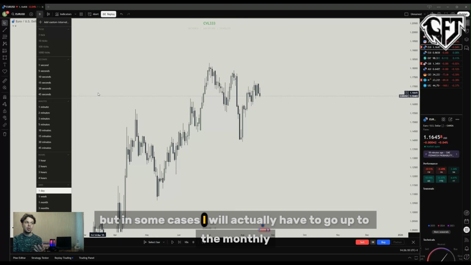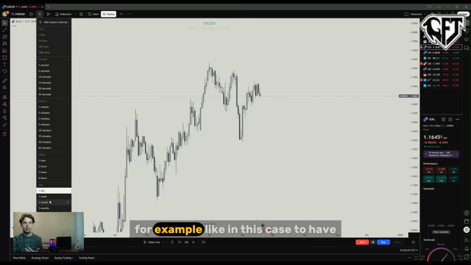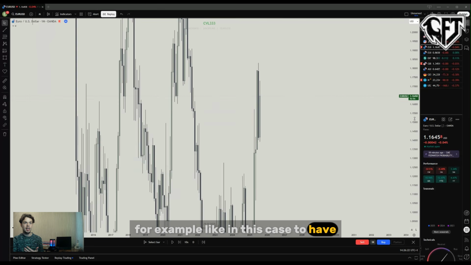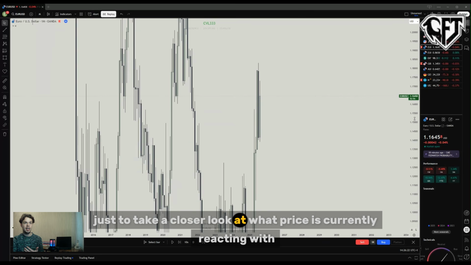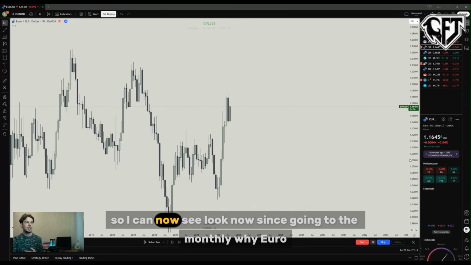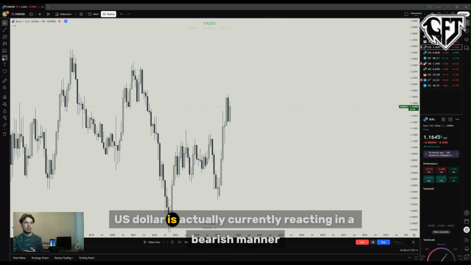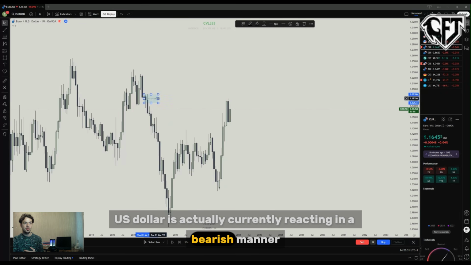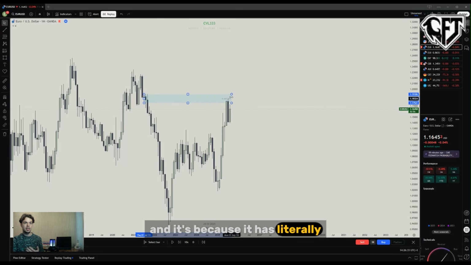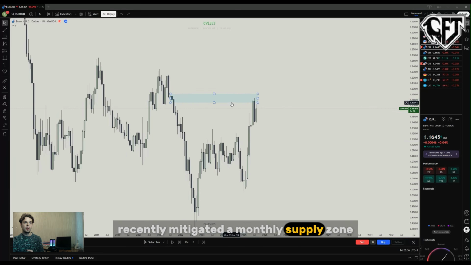But in some cases, I will have to go up to the monthly, for example, like in this case, just to take a closer look at what price is currently reacting with. So I can now see, since going to the monthly, why Euro US dollar is currently reacting in a bearish manner, and it's because it has literally recently mitigated a monthly supply zone.